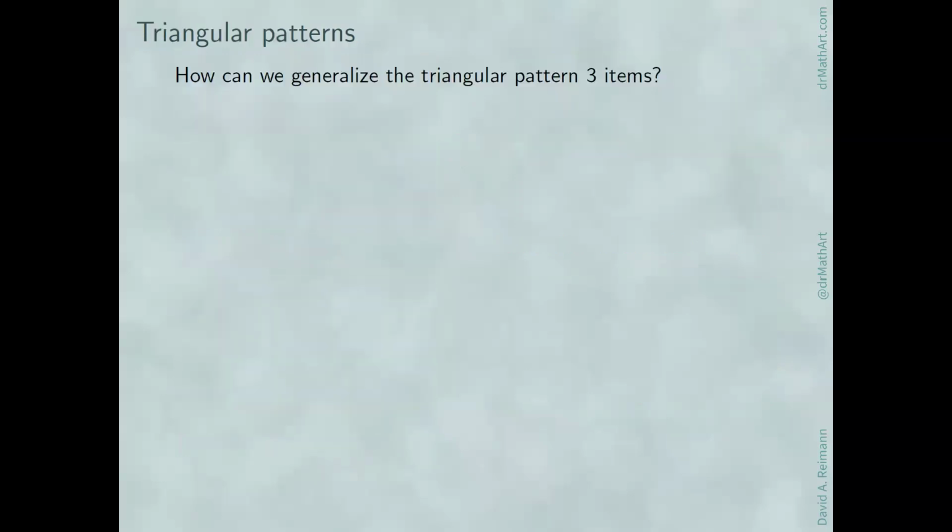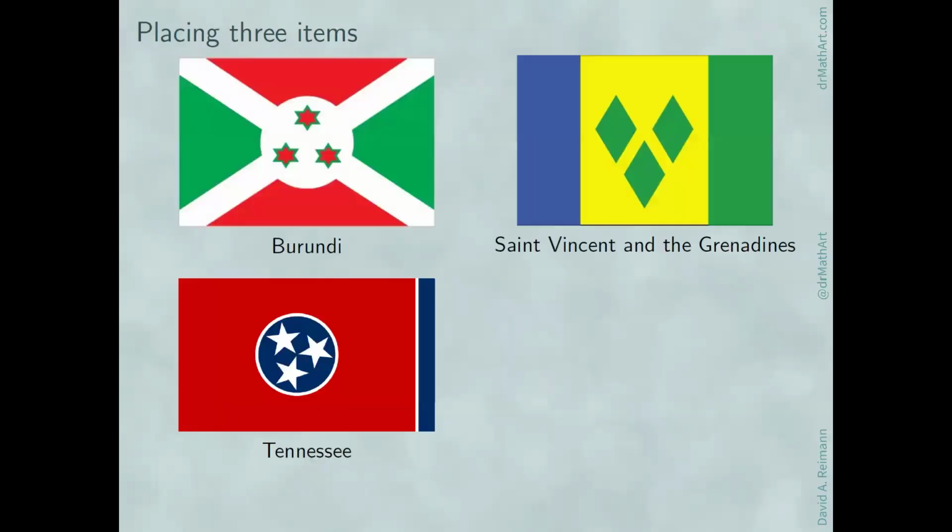One way is we could just add another row of stars underneath that. So, for example, I could go from having just two rows, I could have a third row where I would have a star in this place, a star here, and a star here. Similarly, I could do that for the flag of St. Vincent and the Grenadines and place a diamond here, a diamond here, and a diamond here.